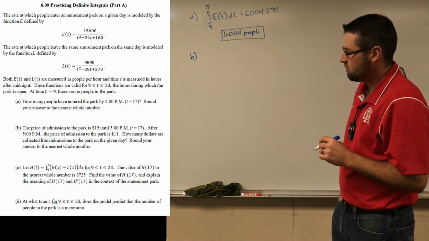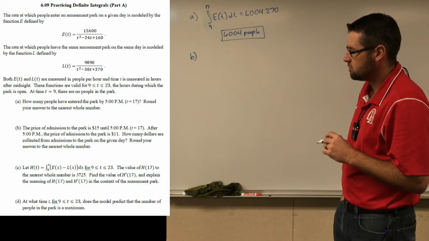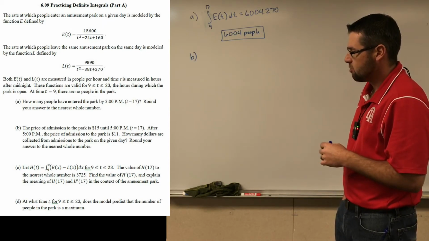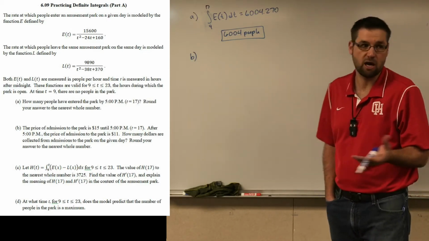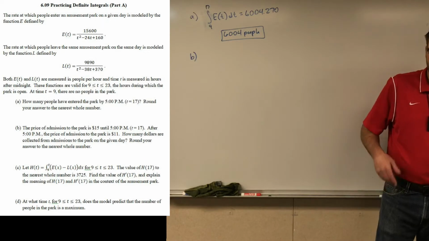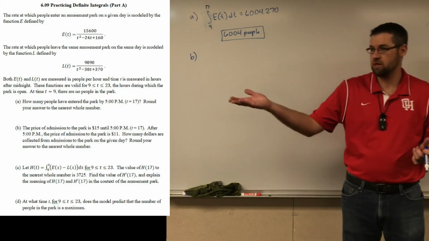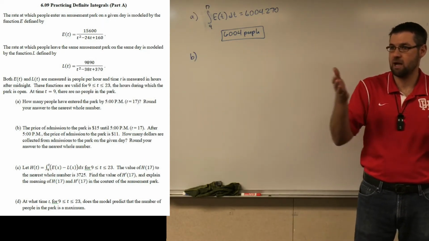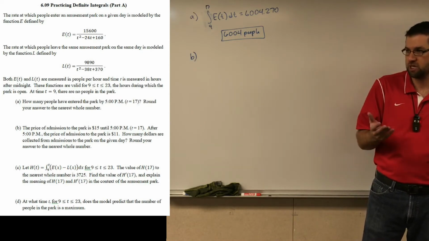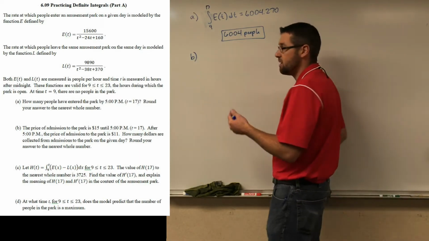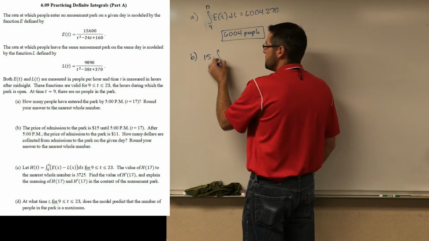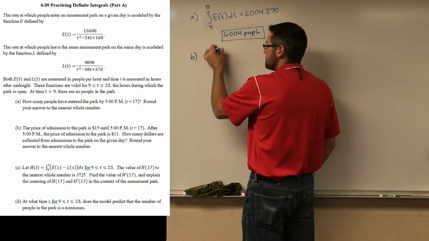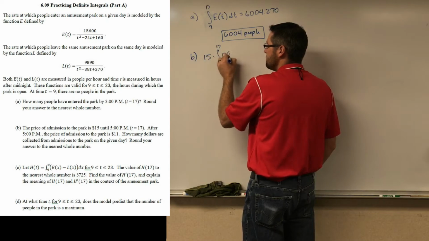The price of admission to the park is $15 until 5. And the price of admission after 5 is $11. How much money was collected on that day? So how do you figure out how much money is collected? You take the amount of people that enter the park and you multiply it by how much it costs per ticket, right? But it's a different price depending on what time. So we're going to say $15 is for what? From 9 to 17. So I'm just going to write this out. 15 times integral from 9 to 17 of E of t dt.